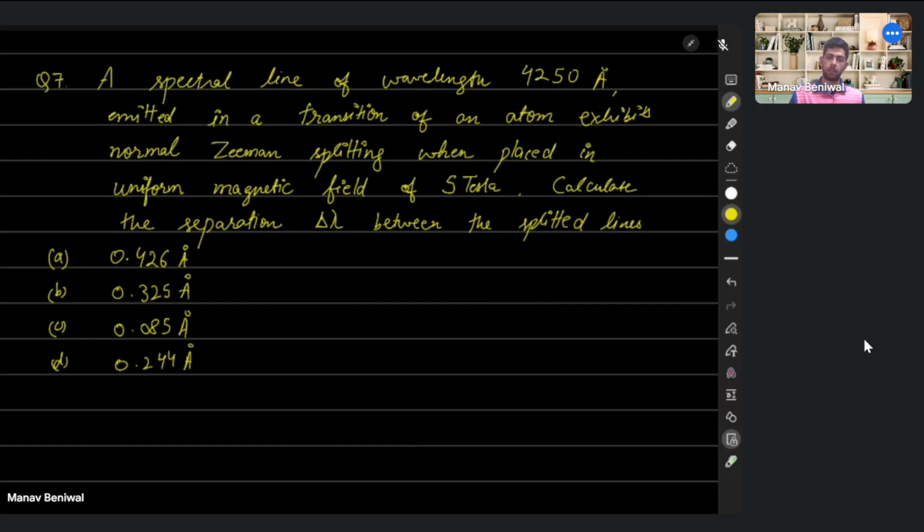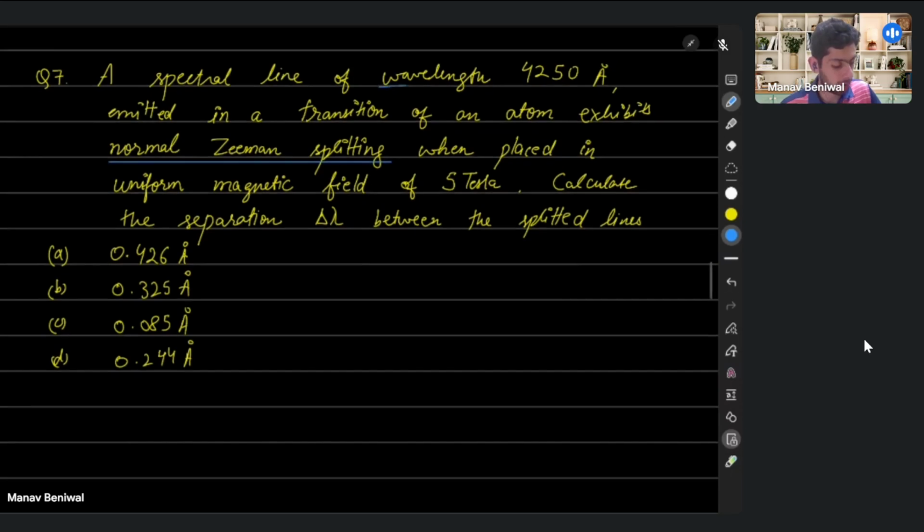Okay, again this is a problem of Zeeman splitting. We have a normal Zeeman splitting. We are given the wavelength of the spectral line, and we are given a magnetic field of 5 Tesla.